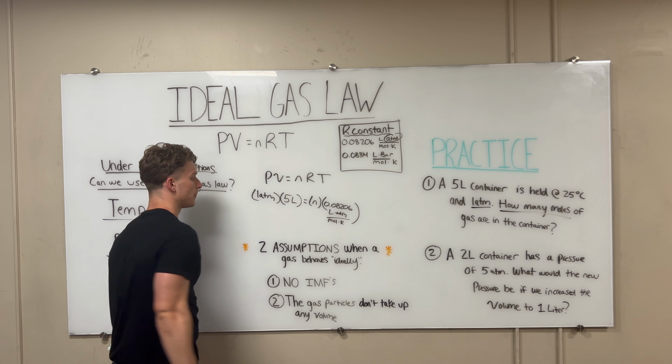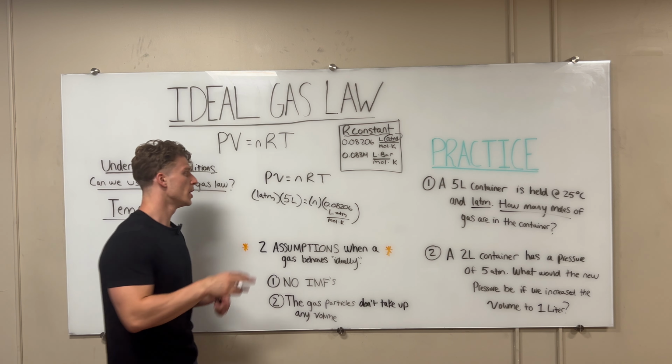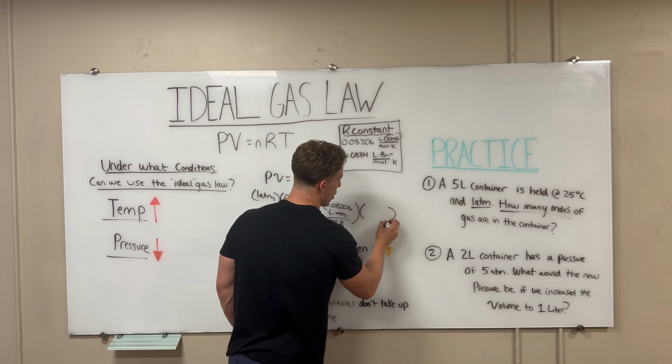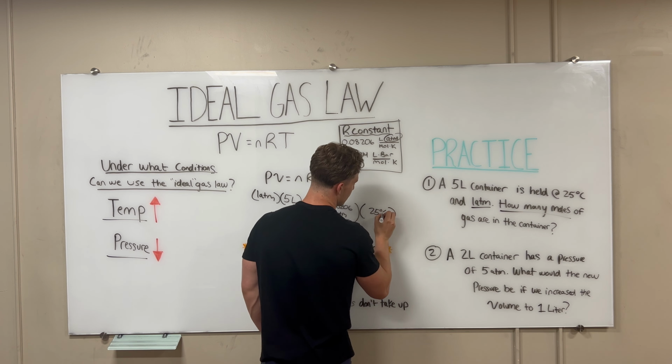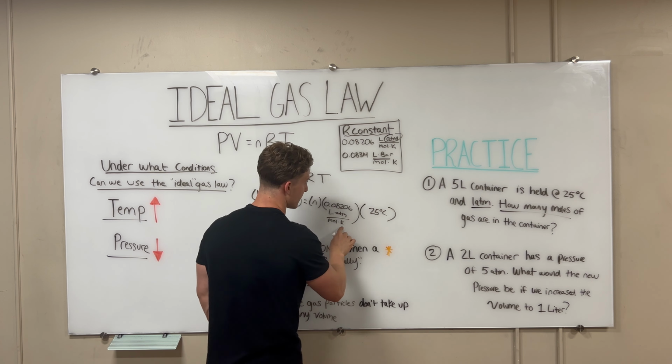Now, Kelvin is the unit for temperature that we need to be in. So our temperature is our last variable. Now, if we plug in 25 degrees Celsius, we're going to be wrong because this needs to be in Kelvin.